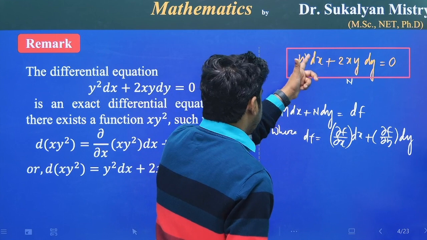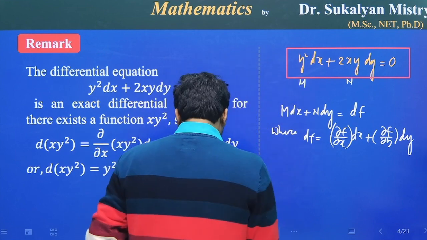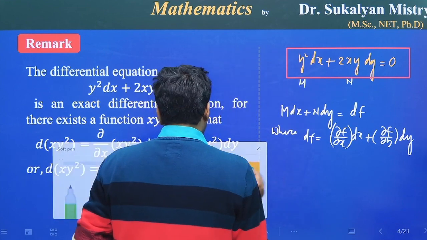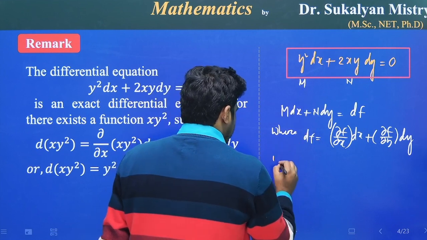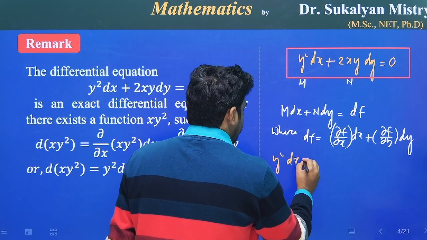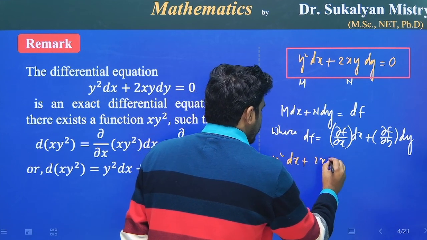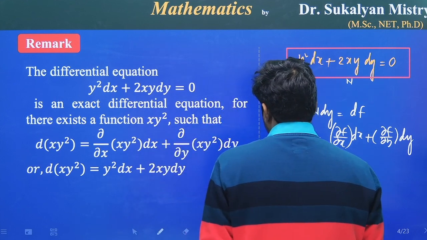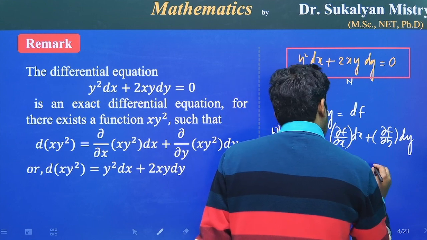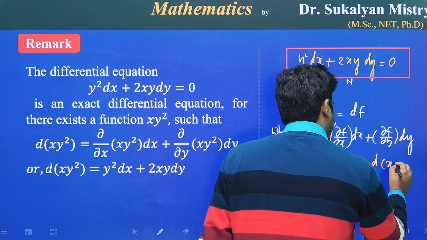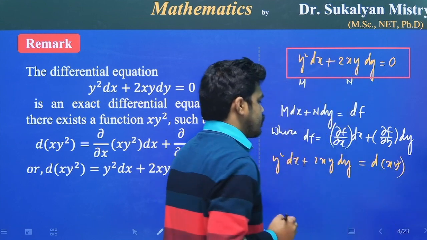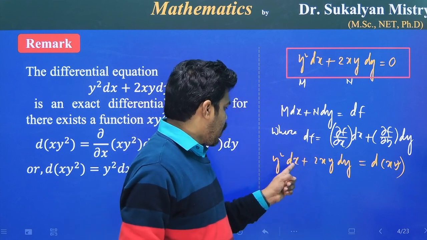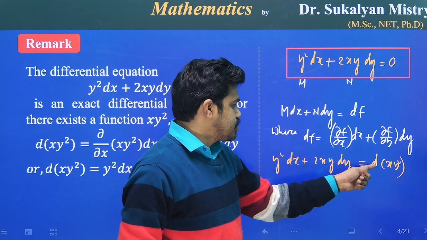Now see how I can write this. Just see, y square dx plus 2xy dy, y square dx plus 2xy dy, so this can be written as d of xy square. Just see y square dx plus 2xy dy, that means d of xy square.